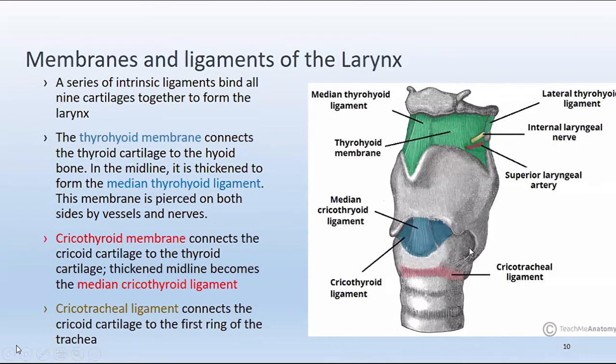Next, we go to the cricothyroid membrane, which connects the cricoid to the thyroid. It has a thickened midline as well, which is called the median cricothyroid ligament. Now, remember these terms, the thyrohyoid and cricothyroid ligament. We will mention them later. Next is the cricotracheal ligament, which connects the cricoid to the first ring of the trachea. So these are some of the examples of the membranes of the larynx.